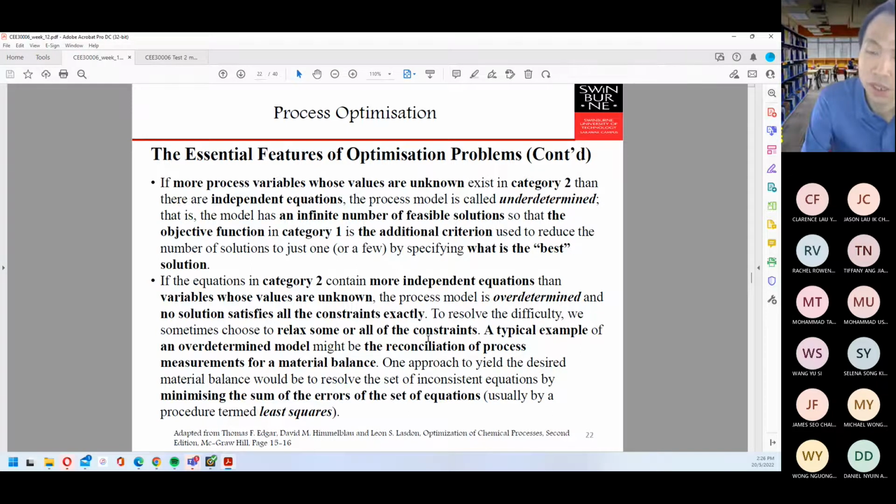Okay, so one of the examples is the reconciliation of the process measurements for a material balance. What we can do in this case is just minimize the sum of the errors of the set of equations. This problem normally belongs to the set of problems we call regression problems. Okay.